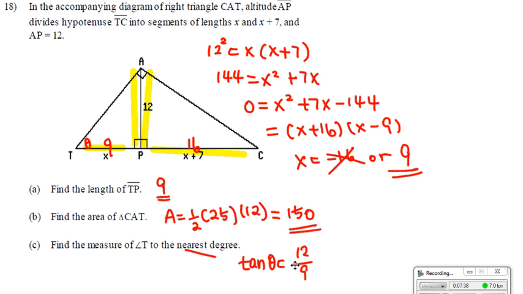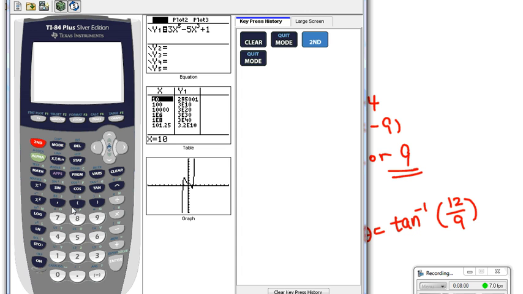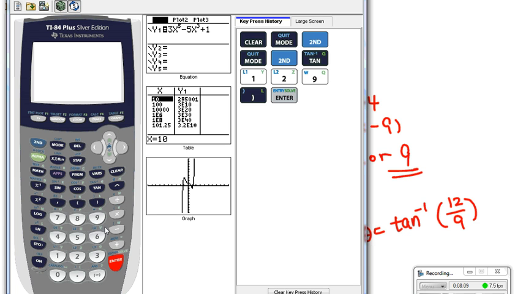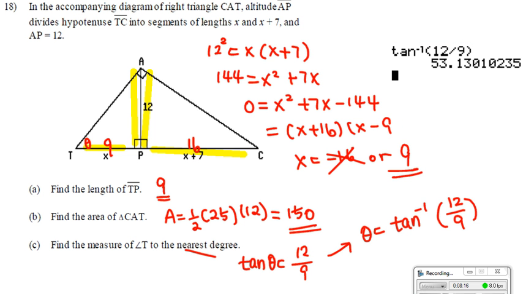We're looking for the angle where the ratio would have been 12 over 9. The way we can figure that out is this: the angle is equal to second tangent, which would give us arctangent of 12 over 9. Now I'm going to put that into a calculator. So second tangent of 12 over 9. Then I would have gotten this. So using that, my answer would have been 53 degrees to the nearest degree.